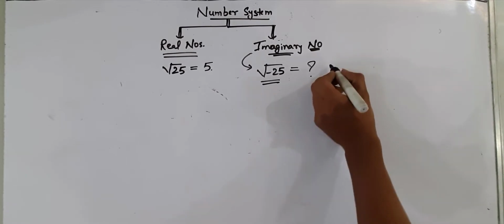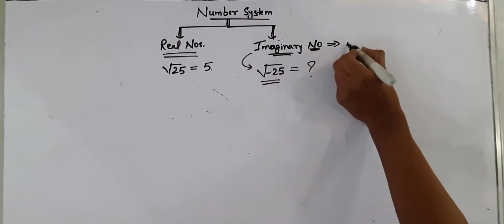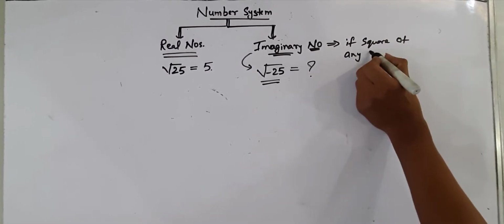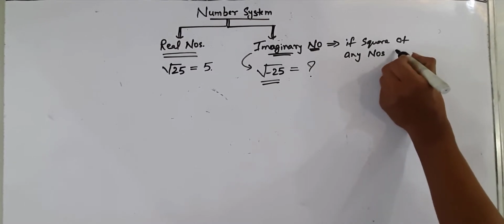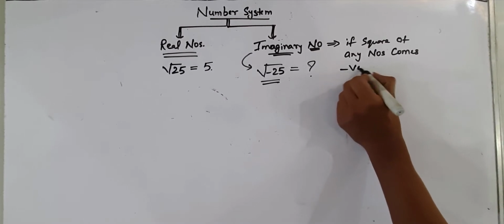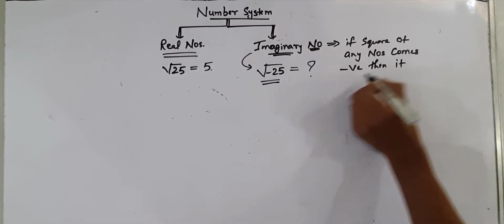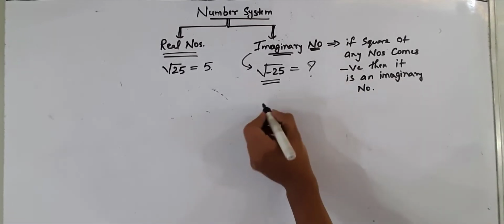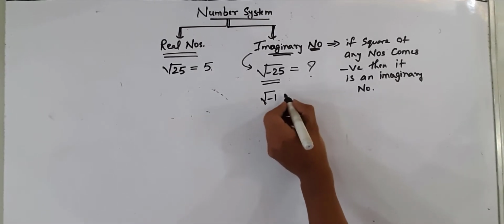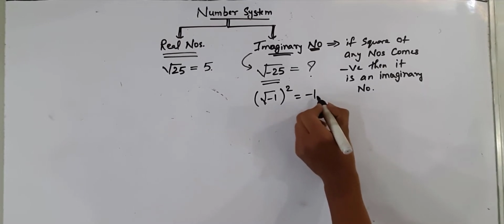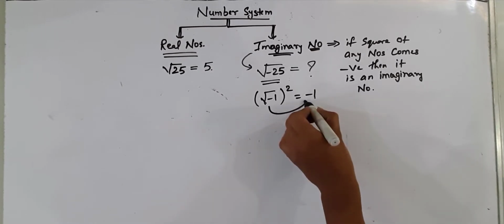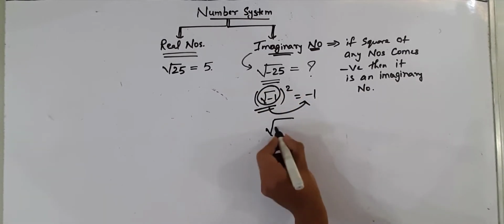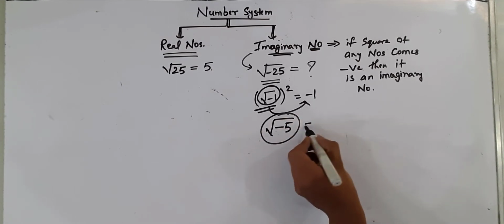So the numbers whose value cannot be determined are called imaginary numbers. Or in other words, if the square of any number comes negative, then it is an imaginary number. Like under root minus 1. If we do the square of under root minus 1, we will get minus 1. Since we are getting the square of it negative, this value is an imaginary number. Like under root minus 5, this is also an imaginary number because we cannot determine its value.